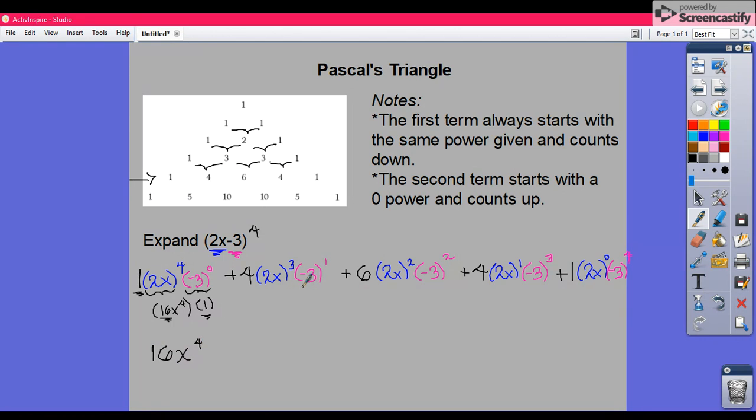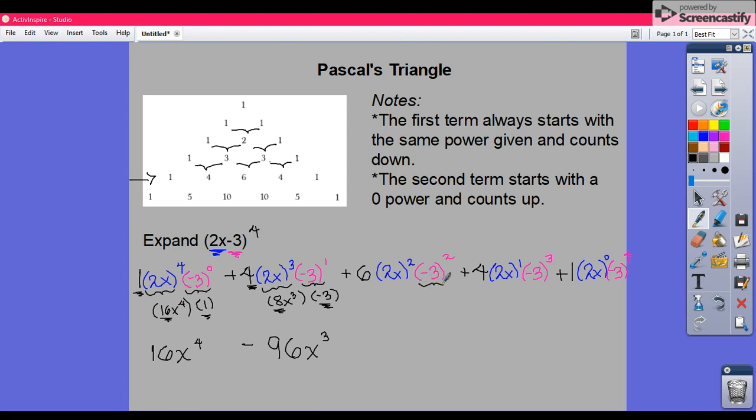I'm going to do the same thing with the next term. So negative 3 to the first power is negative 3. 2 to the third power is 8, and then x to the third power is x to the third power. So after exponents, now I take everything in my second term, and then I multiply. So I'm taking 4 times 8 times negative 3, which gives me negative 96 x to the third power.